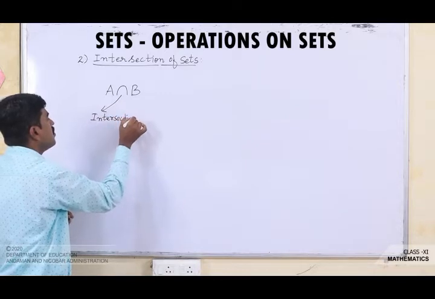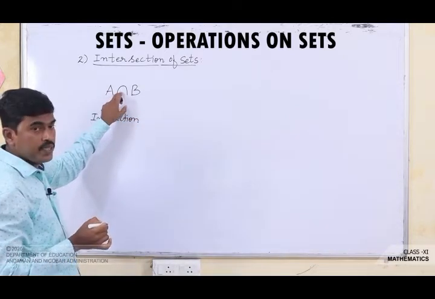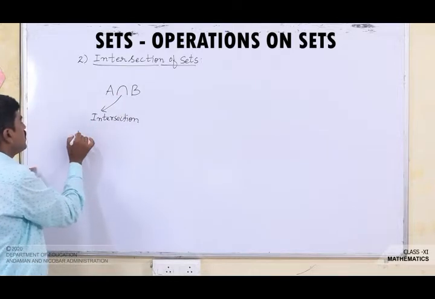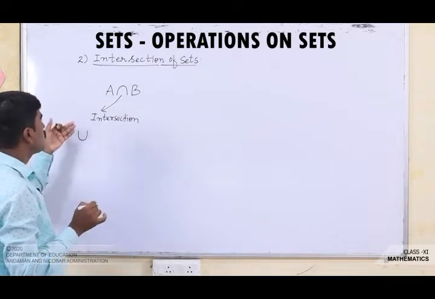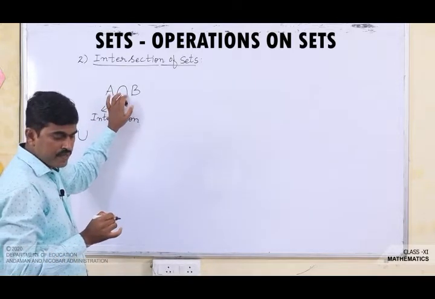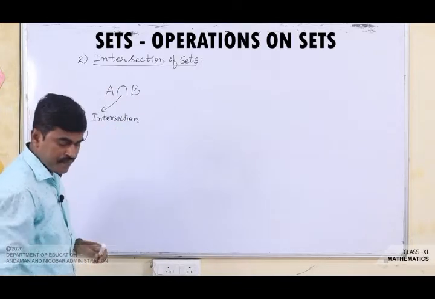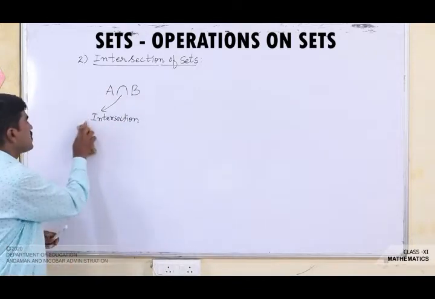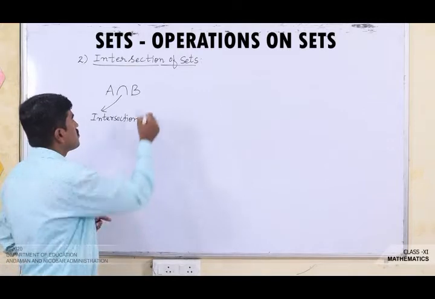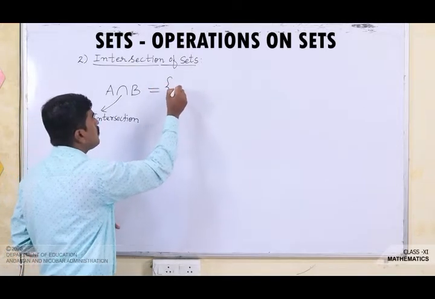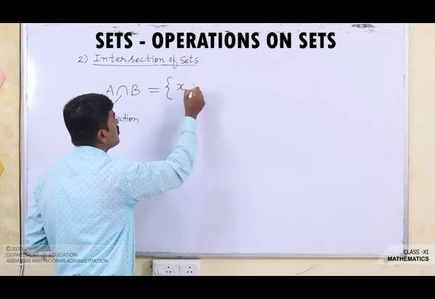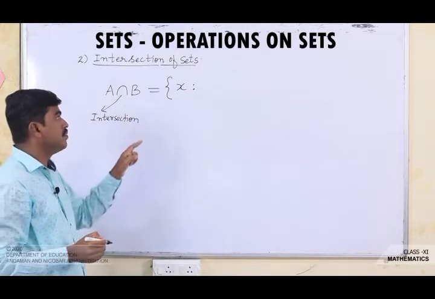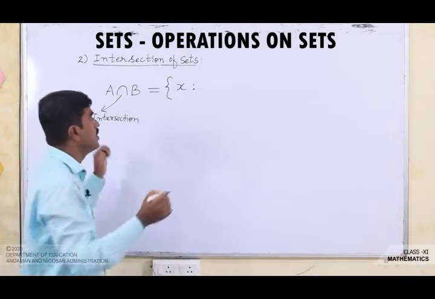Intersection. It is just the reverse of the symbol of union. The symbol of union is this one; just reverse it and you will get the symbol of intersection. So A intersection B is equal to the set of all those elements X which are common to both A and B. That means which belong to both A and B.